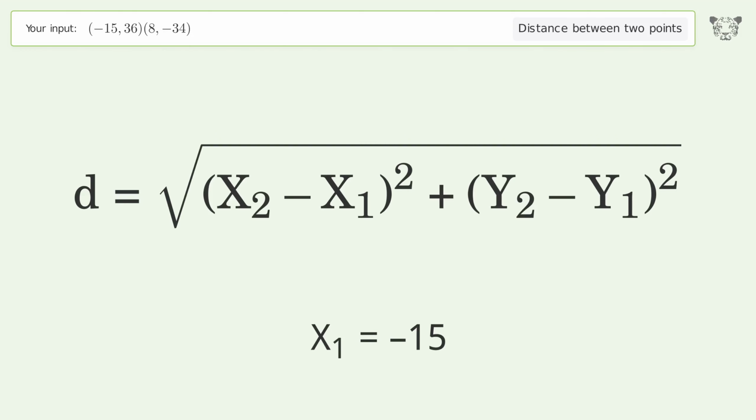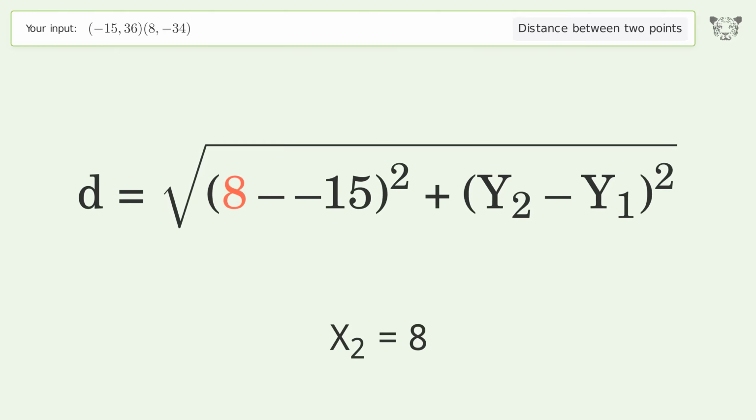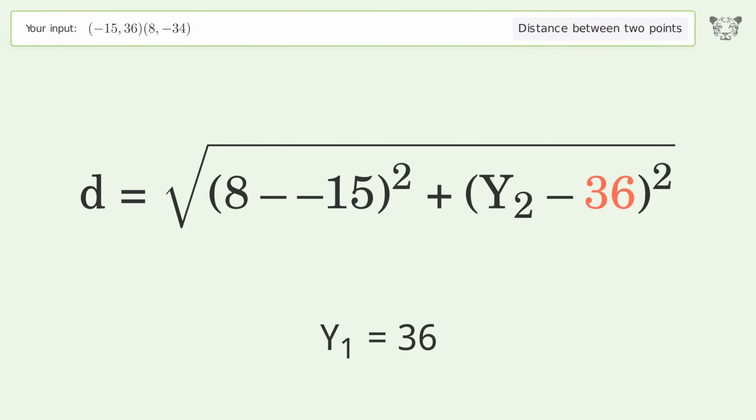x1 equals -15. x2 equals 8. y1 equals 36. y2 equals -34.